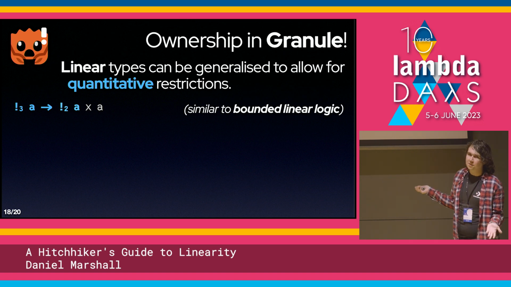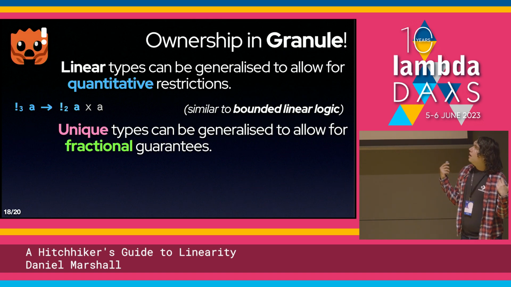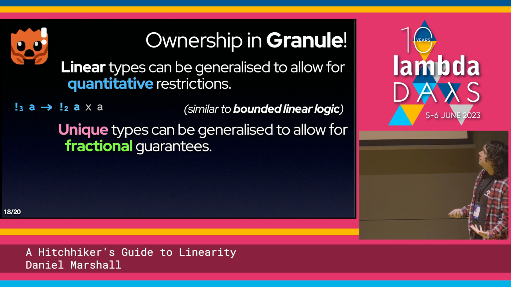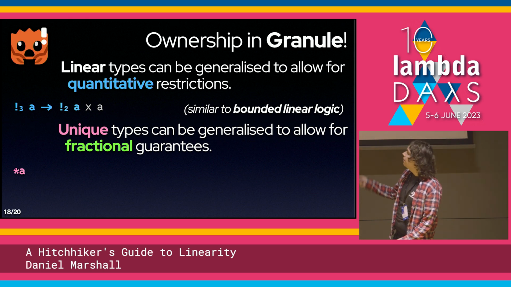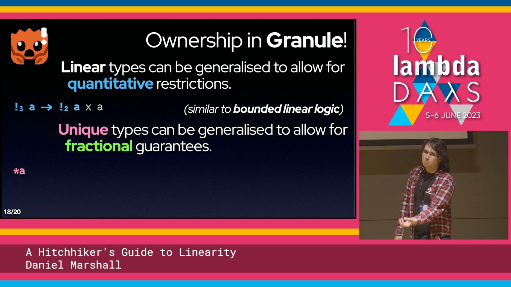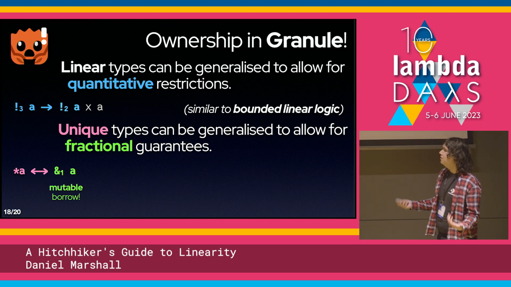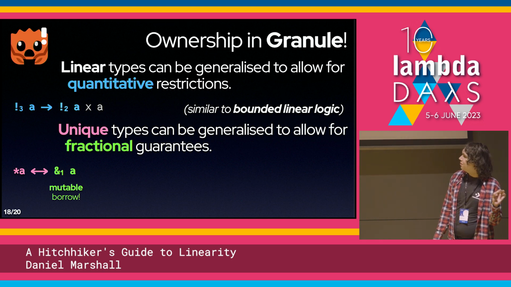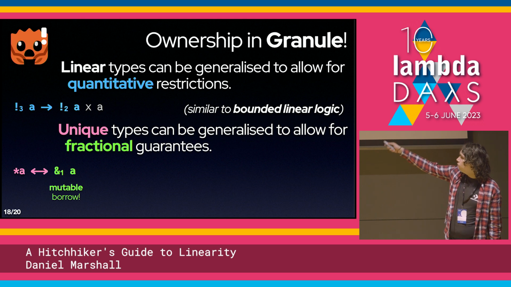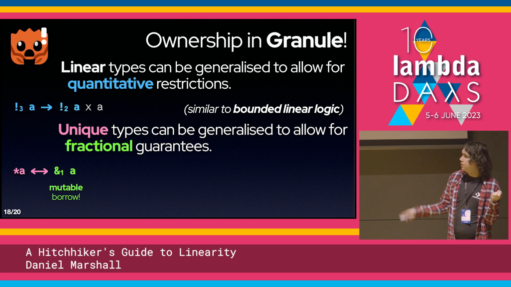This is just like bounded linear logic. By the same token, uniqueness types can be generalized to allow for what we're calling fractional guarantees. So, just to see how that works, if I have unique access to something, I can borrow that thing. So we have this new borrowing modality, which has a grade that comes along with it. Here, this grade is 1, which means we have the full capability, just like you saw on the other slide.